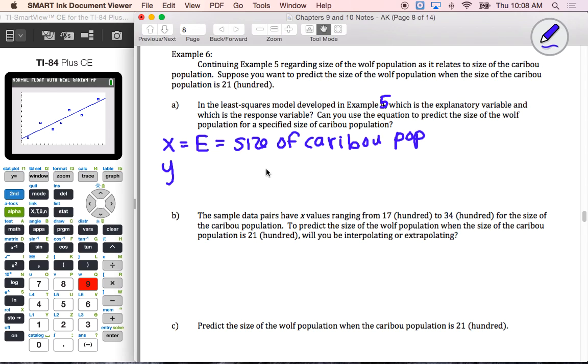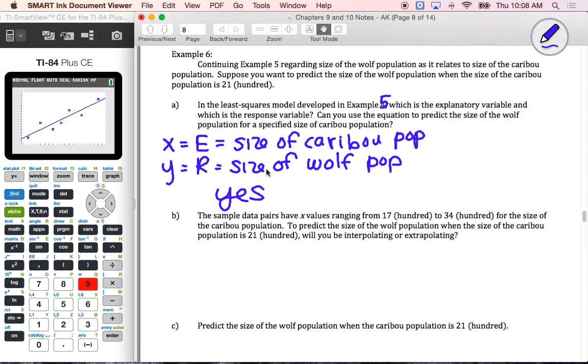And then y is your response, and that was the size of the wolf population. Can you use the equation to predict the size of the wolf population for a specified size of caribou population? So yes, we can use our wolf population and our caribou population to predict each other.